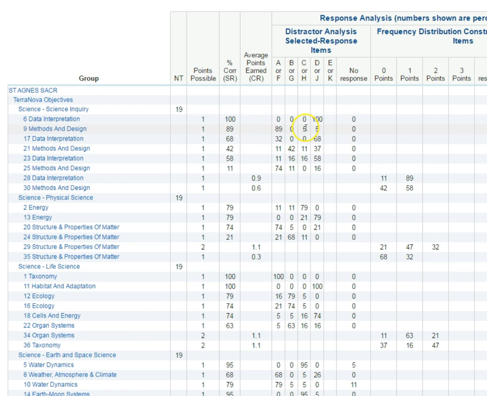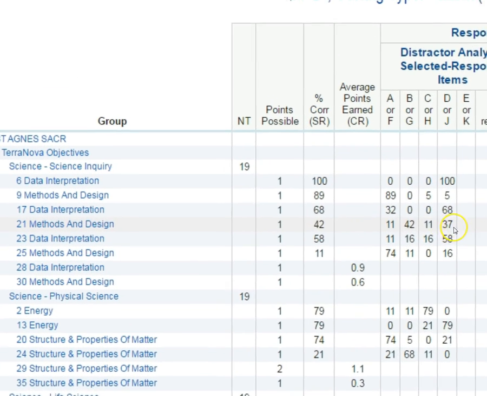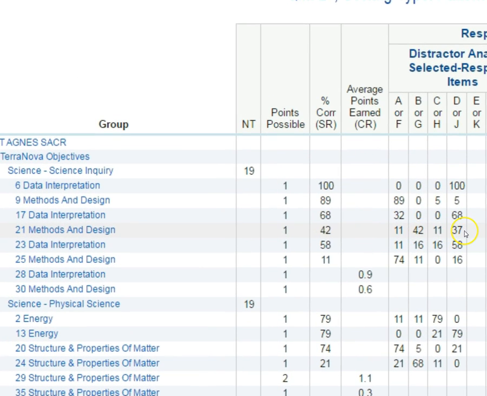If I move over here, it tells me that the correct answer was letter D or J. These are the multiple choice questions, okay? But I'm looking down here, and an area, methods and design, only 42% of the students got it correct. And if I were to look back at the question, I see that the outliers here, there were 37% that answered incorrectly. I might want to take a look and see, well, why? Here's how I'm looking at the test and see, how did the students interpret the question and what was it they were looking at?